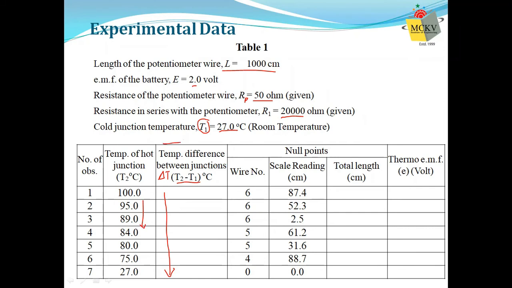You have the wire number. For 100 degrees, the wire number is 6. The scale reading is this. If the wire number is 6, there are 5 wires before it, each having a length of 100 centimeter. So the total length would be 500 plus 87.4, which is 587.4 centimeter. Similarly for this one, 552.3. So you can find the thermo EMF.